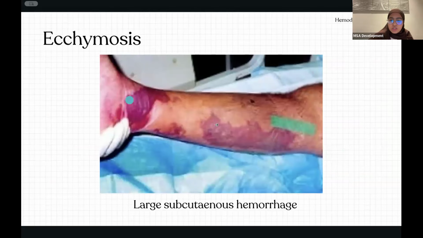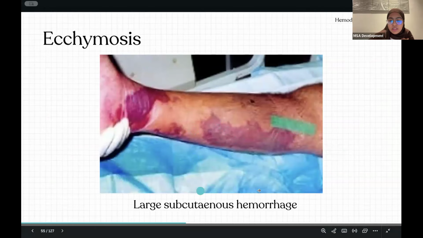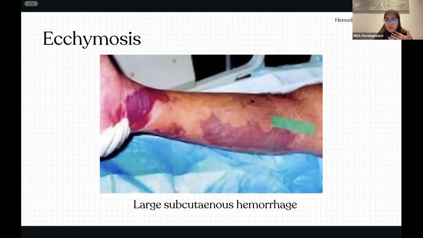Ecchymosis is way larger, as you can see, and it's also deep. So it's a large subcutaneous hemorrhage, and it's usually due to trauma or problems with the clotting cascade or problems with the platelets.